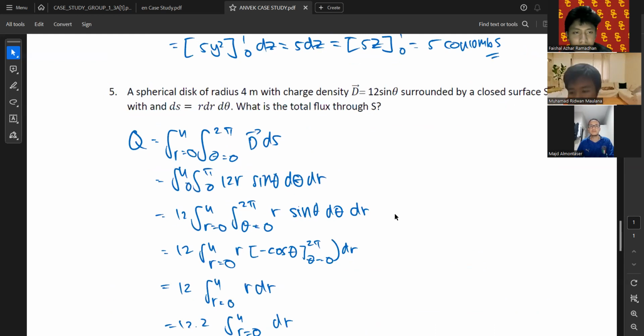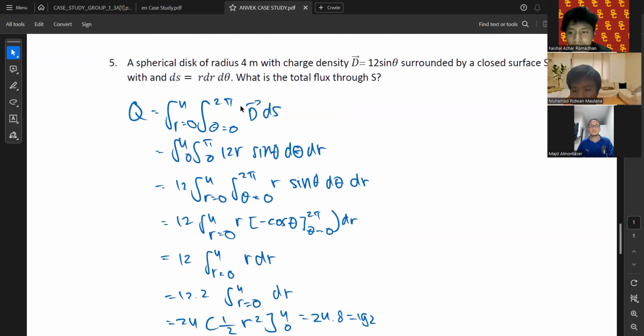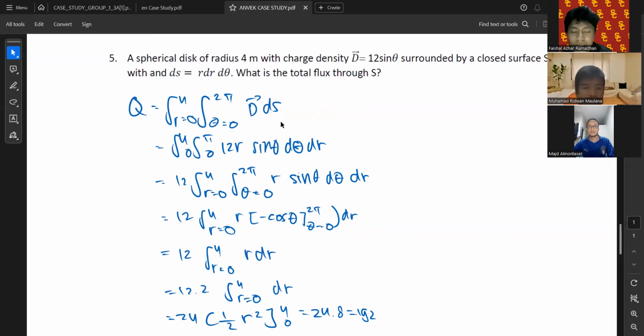Okay, for the next one, question number 5: a spherical disc of radius 4 meters with charge density rho equals 12 sin theta, surrounded by a closed surface S with dS equals r dr d theta. What is the total flux through S?